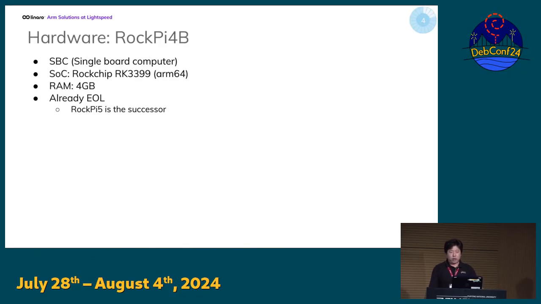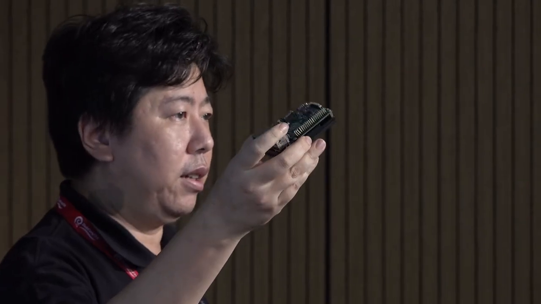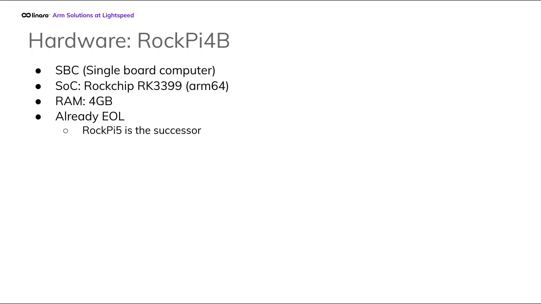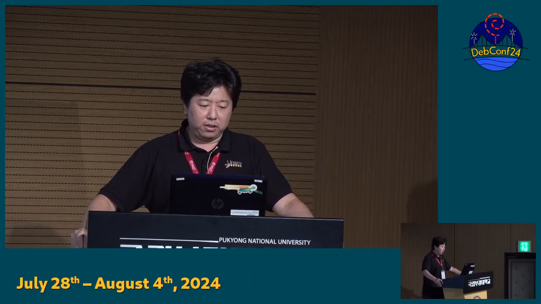So the hardware I use is the Rockpi4B. It's a single board computer. The SoC is the Rockchip RK3399. It's ARM64, and the RAM is 4 GB. It's very small and very cheap. It's less than $100. With shipping cost to Taiwan, it's $100. Yeah, but it's already end of life. But Rockpi5 is its successor, so you can still buy Rockpi5.